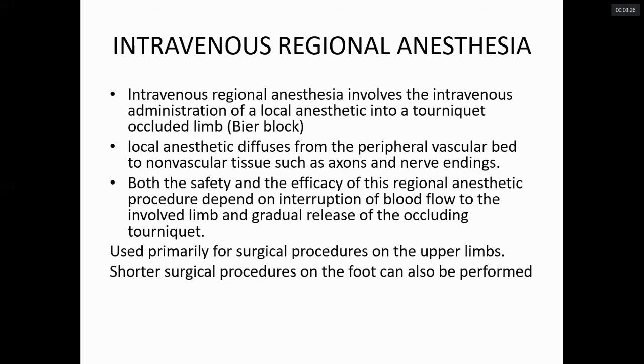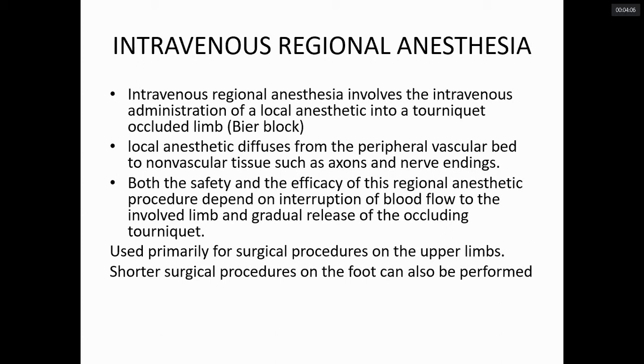Another use is intravenous regional anesthesia. This involves the intravenous administration of local anesthetic into a tourniquet-occluded limb. This is also known as Bier's block. Basically, the anesthetic is given intravenously, but it does not go into the systemic circulation, as that is occluded by the tourniquet. The local anesthetic then diffuses from the peripheral vascular bed to non-vascular tissues such as axons and nerve endings, and then exerts its effect. Both the safety and efficacy of this regional anesthetic procedure depend upon the interruption of blood flow. So the tourniquet should be safe. It should not give way.